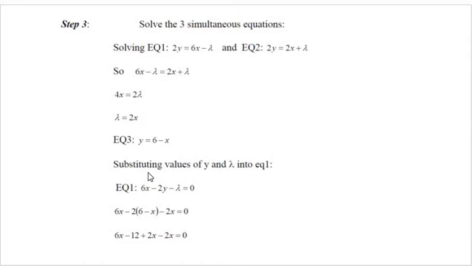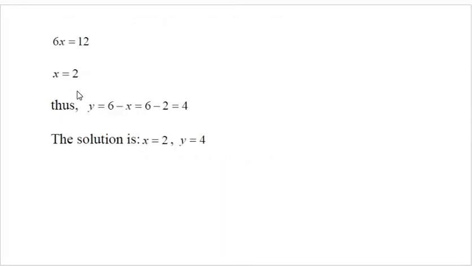So equation 3 becomes y equal to 6 minus x, and from 1 and 2 we get lambda equal to 2x. So from the first equation we get 6x minus 12 plus 2x minus 2x equal to 0. So we get x equal to 2, so that y equal to 4.